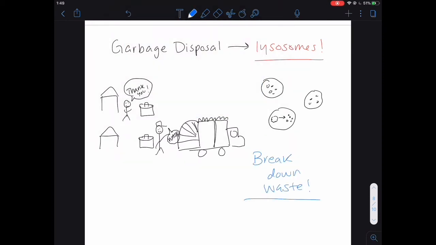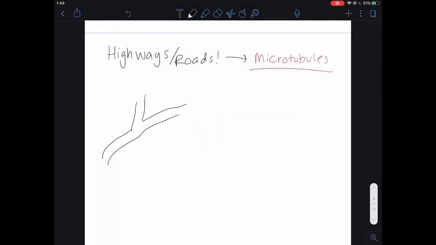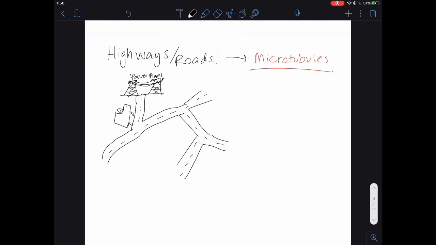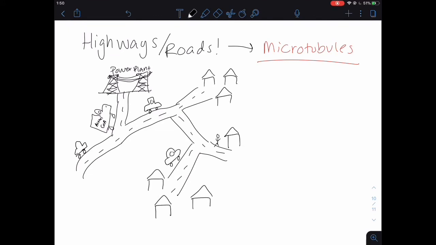Then lastly, our microtubules are our road systems and highways of our cell city, which help produce the shape of our cell city while also helping move things along our city and connect different parts, like to the power plant, the mitochondria, while also providing a road path of travel for our transporting trucks, which are our vesicles that help transport things in our city.